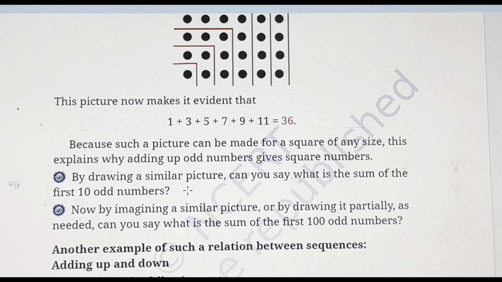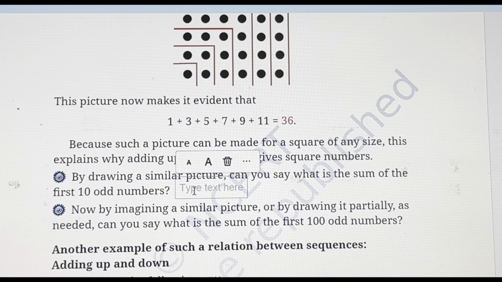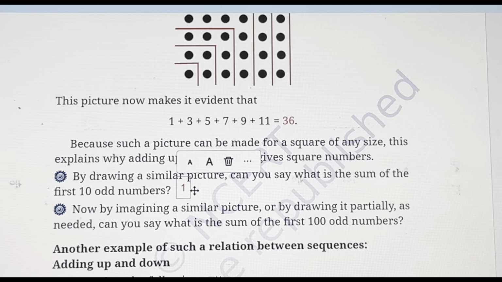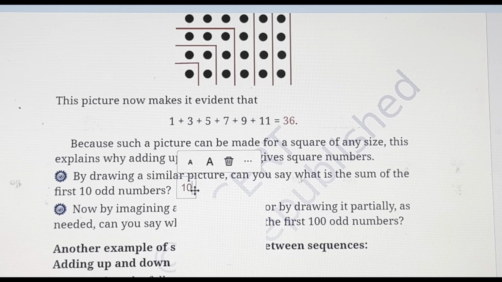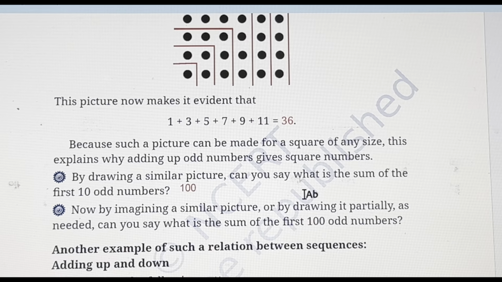So if it is asked, without the picture, how many odd numbers are added? The first 10 odd numbers. So what is the square of 10? It is 100. So you can just say the answer directly without actually adding. So this is the importance of these patterns. Once you understand the patterns, you can answer any question of this type.